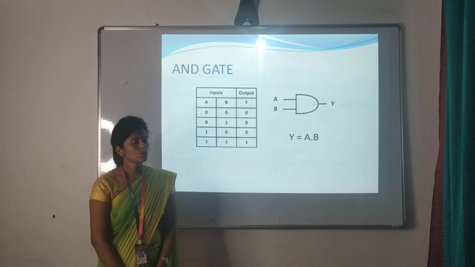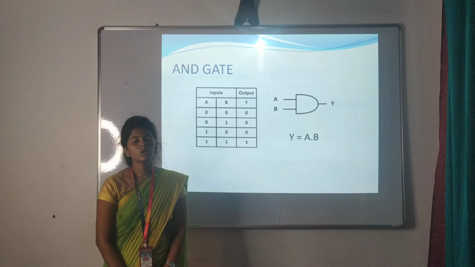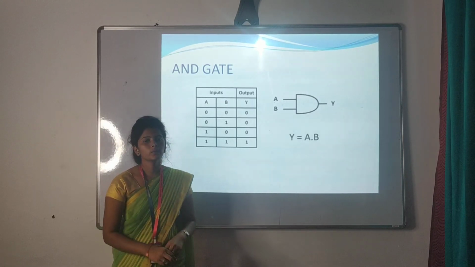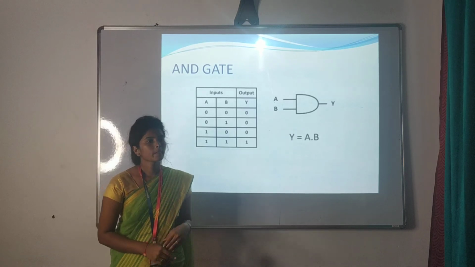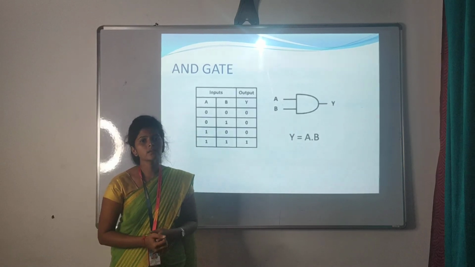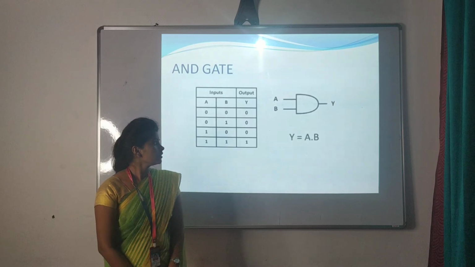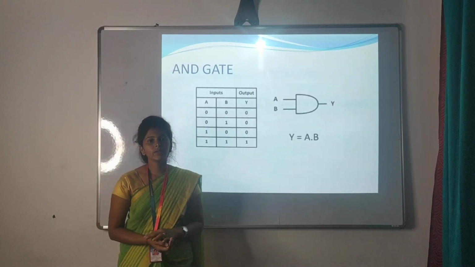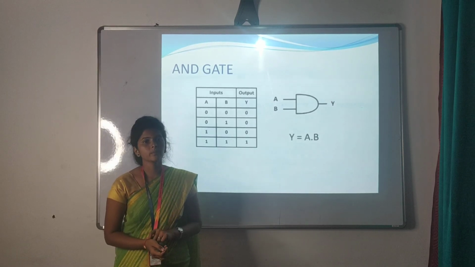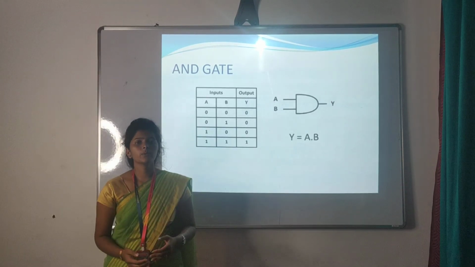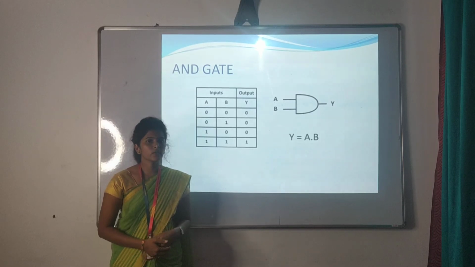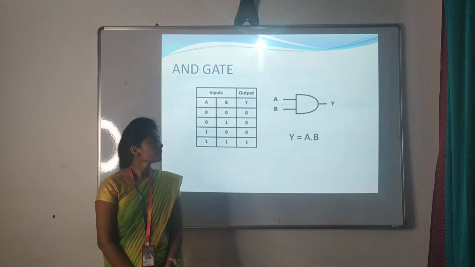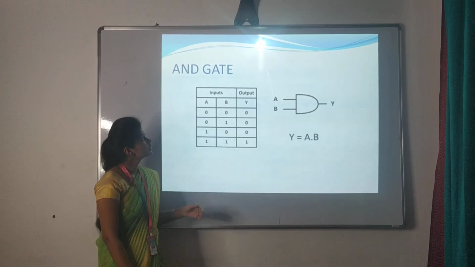Then second is the Boolean equation. What is a Boolean equation? A Boolean equation is the expression that relates the input and output of the gate. The Boolean equation of the AND gate is Y = A . B, where the dot between A and B represents multiplication. By substituting different values of A and B, we can get the corresponding values of the output.